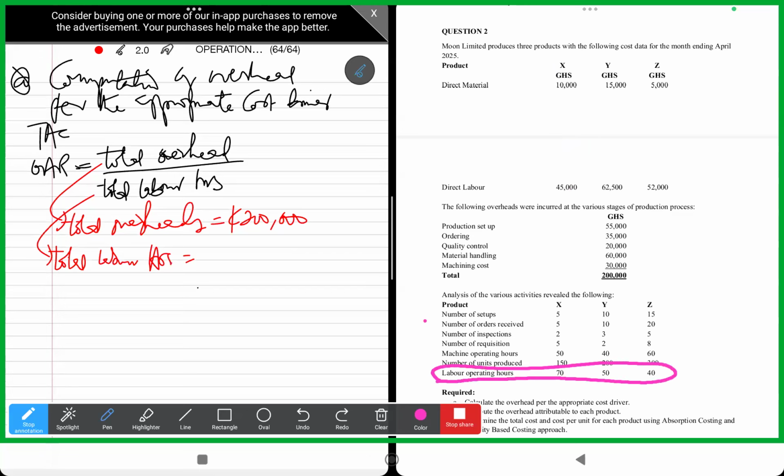This is it. Okay. So there are 3 products the business is dealing with. I'm using red. These are the 3 products: X, Y, Z. So for labor operating hours, X, how many total labor hours is for X? 20. Y, 50. Z, 40. That's the total. What does it give us? 260.